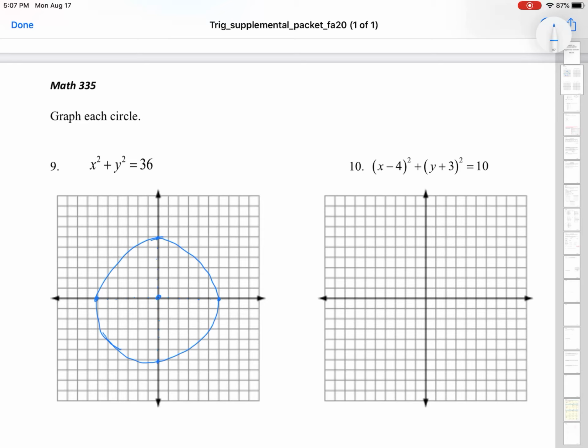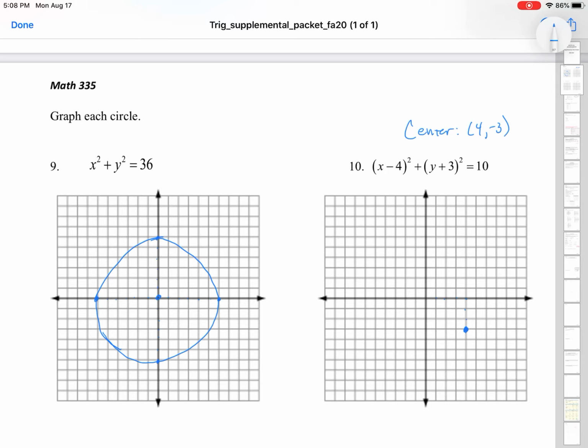If I look at number 10 that's over here, we have a center point that is 4 units to the right, 1, 2, 3, 4, and 3 units down, 1, 2, 3. So that's our center point. Our center is at 4, negative 3. And so that's what we got. And then the radius is the square root of 10.